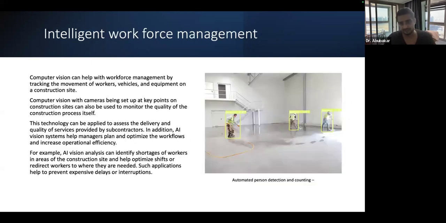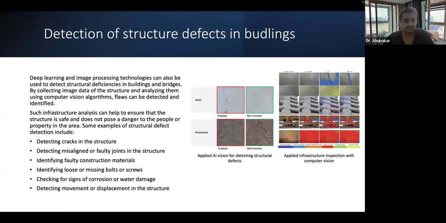While it is working, we can count the number of people working. So we have intelligent workforce management. Okay, there are three different kinds of people working at that moment, what kind of activity is happening, and how is their productivity. Then structural defects, such as cracks in a wall, cracked and non-cracked. Similarly, infrastructure inspection with computer vision can show us concrete cracks, concrete spalling, steel corrosion, asphalt cracks. These different kinds of defects, our AI can detect, so we don't need to go into very much detail. We have the reports.